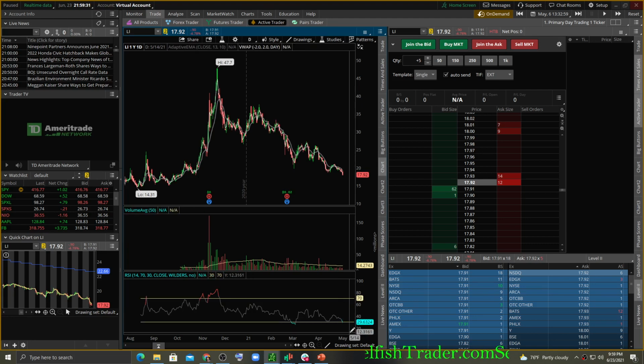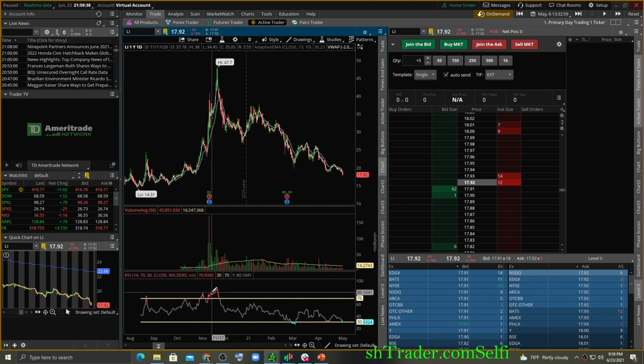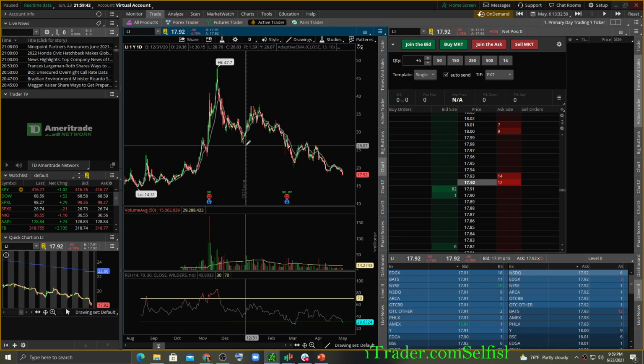All right, so if we ever see something that's overbought, 70 on the RSI, we do not want to pay that premium. We want to wait for it to come down. Yes, you might have to wait a few months or a few weeks, a few days, whatever. But these are the plays that we look at.